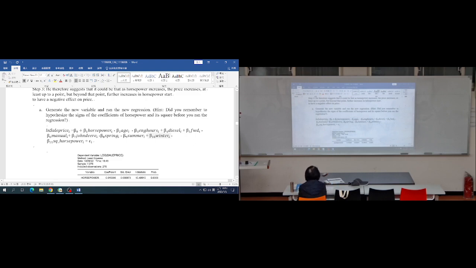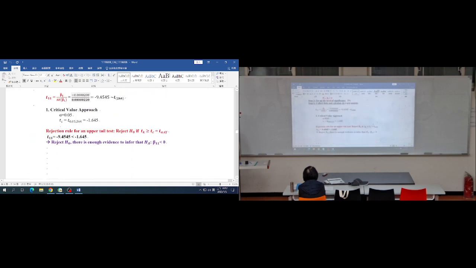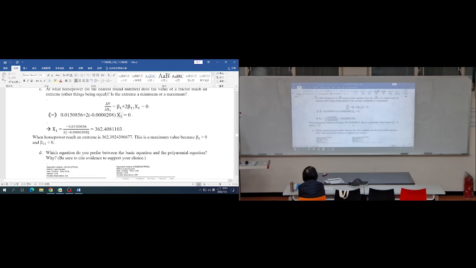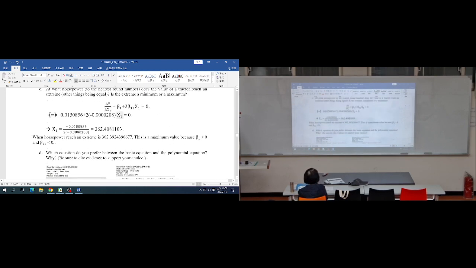Then step 3, part C. Here, the equation is from the book, and we also take the numbers from the result of EViews and put them here, and we make some calculation, and we can figure out x1 is 362 point blah blah blah. How come these two numbers are different? Yes, it's different. Why is it different?